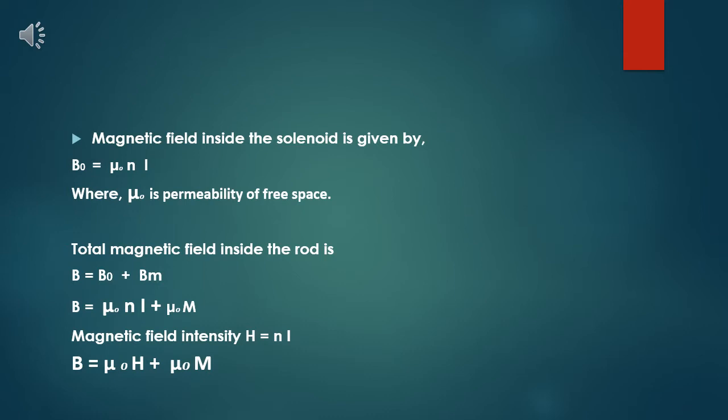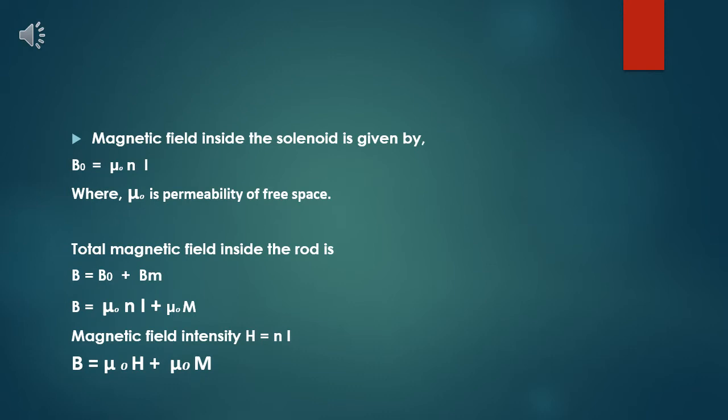Now, the total net magnetic field inside the solenoid is comprised of two parts, that is B0 plus Bm. B0 is magnetic field due to solenoid and Bm is the magnetic field due to material inside the solenoid. So total B will be equal to B0 plus Bm. You can write B is equal to, B0 is nothing but mu0 Ni. What is Bm? Mu0 into M. So we can say B is equal to mu0 Ni plus mu0 M.